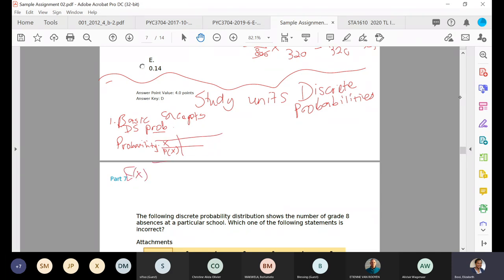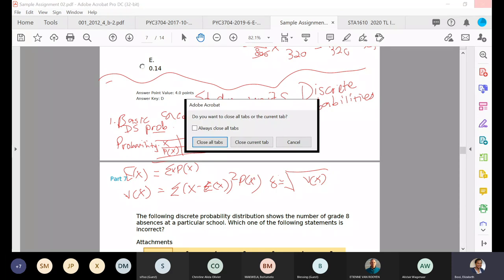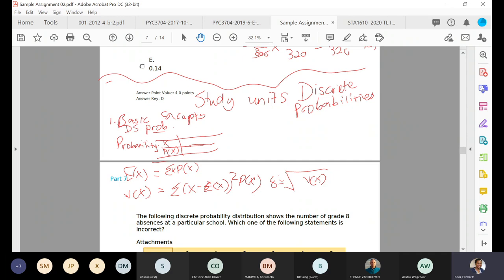You need to know how to calculate the expected mean, which is the sum of your observation x times the probability. You need to know how to calculate the variance or the standard deviation, which is the sum of your observation minus your expected mean, squared, times the probability. And then you need to know your standard deviation, which is the square root of your variance. That is the basic one. First, done, deal with it. You need to know all these three things because you might be asked to answer all of them. Okay, so that is discrete probabilities.